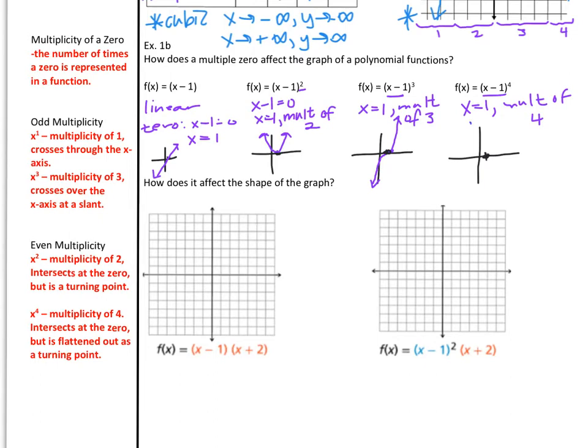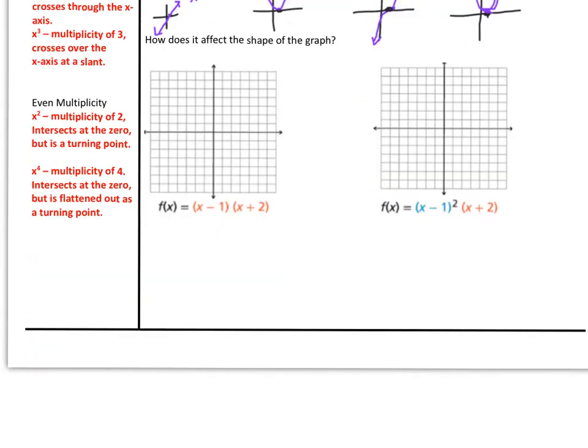So it'll come down and then flatten out, hit that point, and then go back up. So it's not quite as distinct as a quadratic is. There's a little bit more of a flattened portion to it. I know, it's kind of weird. We won't do a lot with the multiplicities of 4, but that's the basic shape of what that would look like. Now let's see what graphs will look like when other parts of a function are in the equation.